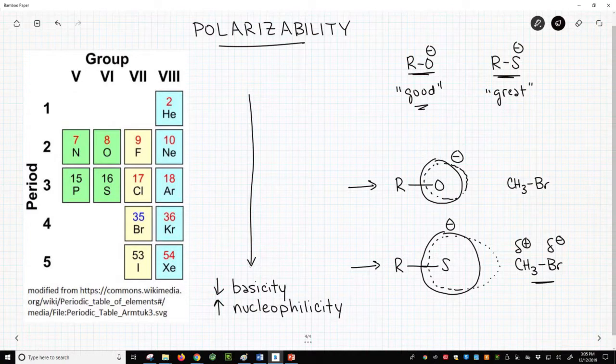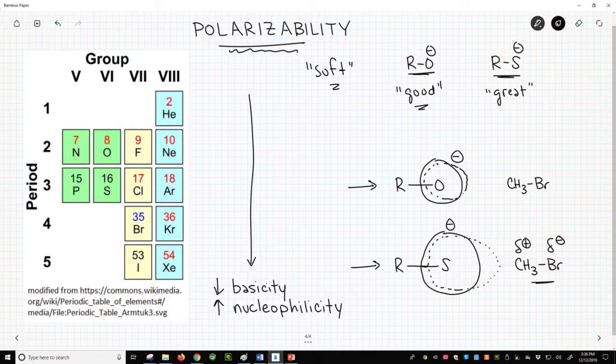I call this a distortion of the electron cloud. The more proper term is polarizability, which is the title of this slide. Bigger atoms have a more polarizable electron cloud. Soft is another term people use. Sulfur is a soft nucleophile. That's a good thing in a nucleophile. Oxygen is a relatively hard nucleophile, or less polarizable nucleophile. Hard nucleophiles tend to act like bases.